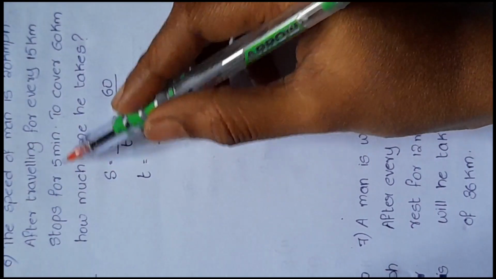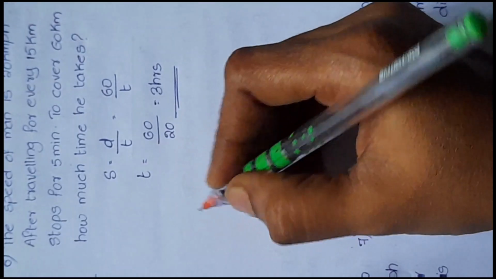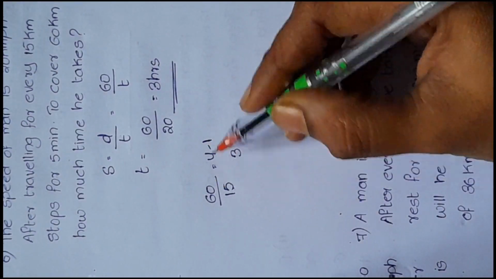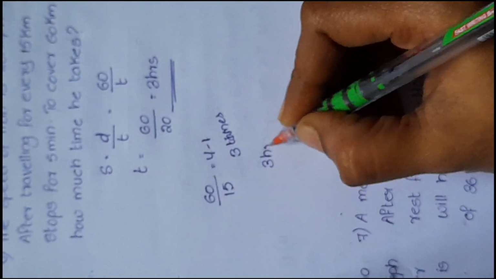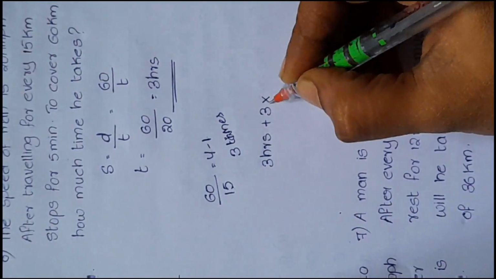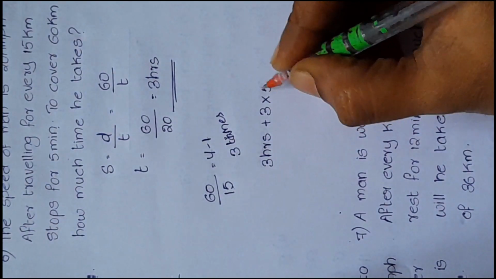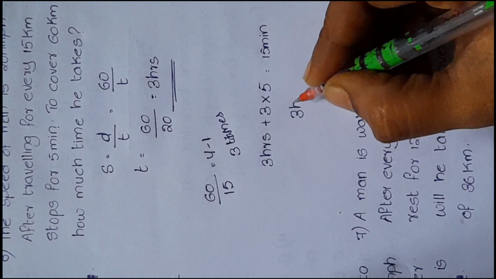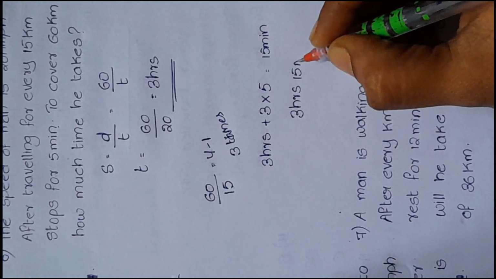But he stops for 5 minutes for every 15 kilometers. Distance by the interval for 15 kilometers. So 60 by 15 is 4, minus 1. So he stops 3 times. That is 3 hours plus 3 into 5 minutes every time he stops. That is 15 minutes. Total 3 hours 15 minutes is the time taken.